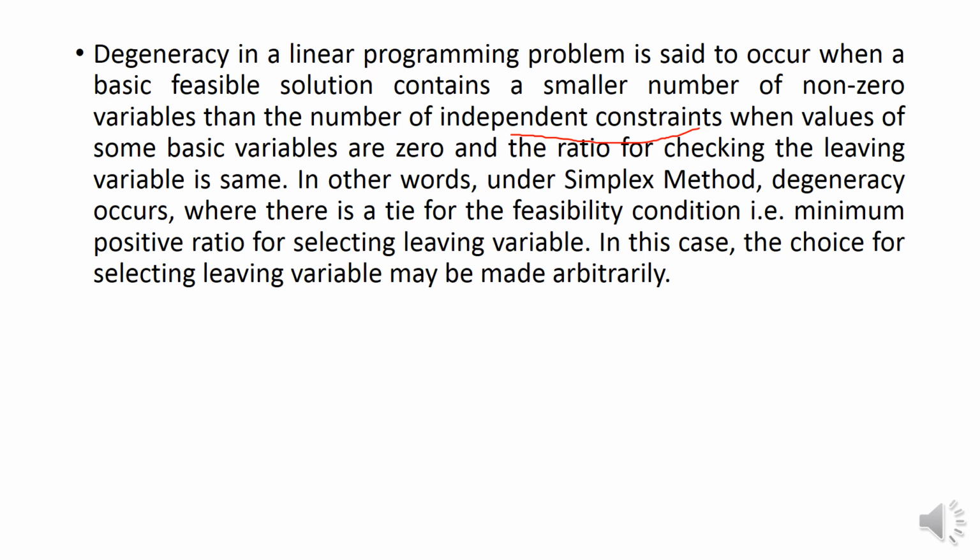it will be a degeneracy case. And when the values of some basic variables are 0, and when we try to find the leaving variable, we find the ratio, and if the ratio comes out the same, then a tie is occurring, and at that time also we say it is a degeneracy case. At that time we choose an arbitrary ratio because both of them are the same, and this is the way we find the degeneracy in the case of the simplex method. Thank you.